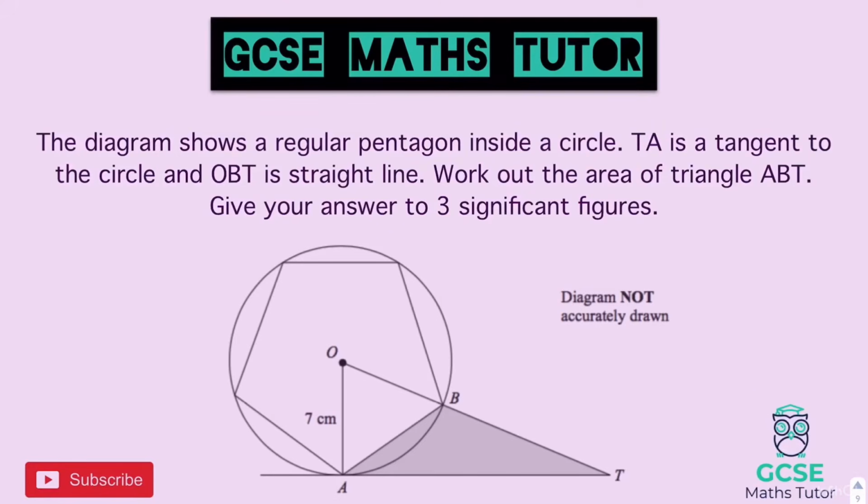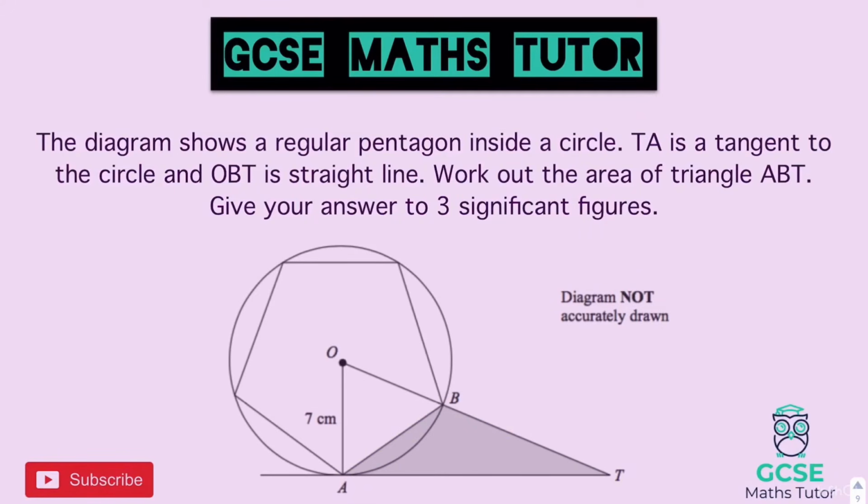Right, okay, so it says, the diagram shows a regular pentagon inside a circle. TA is a tangent to the circle, and OBT is a straight line. Work out the area of the triangle ABT and give it to three significant figures. So ABT is this triangle here. Now, there's no maths in this that we haven't already looked at, so let's just have a look and see what we make of it. Obviously that triangle is shaded in, so let's get rid of that highlighting.